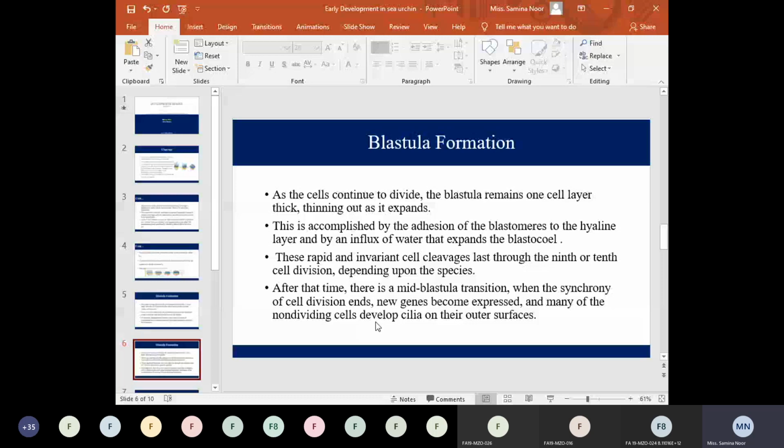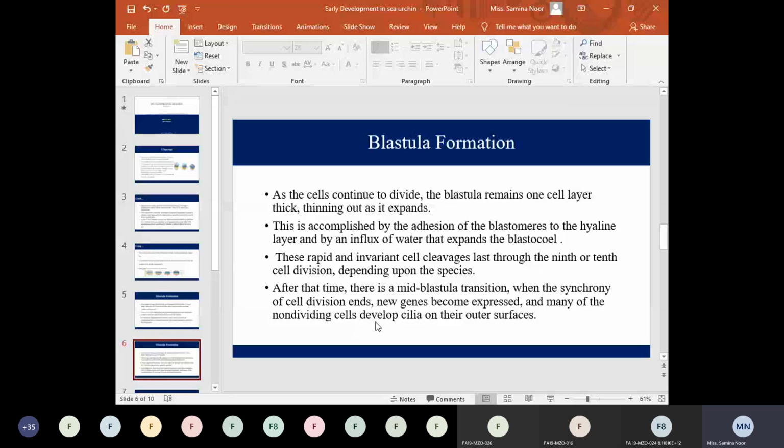ठीक है, synchronicity of the cell division क्या है? Basically cells जो होते हैं वो same time पे divide करते हैं, ठीक है, and they have the same pattern of division. So such kind of activities are known as the synchronicity of the cell divisions. ठीक है, so ये जो features हैं ये lost हो जाते हैं at the end of the early divisions.